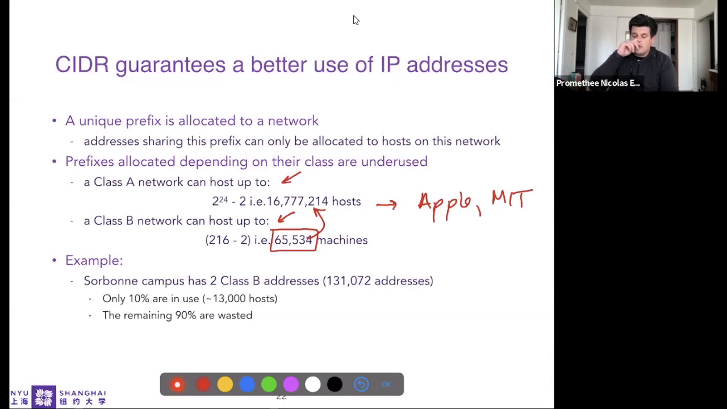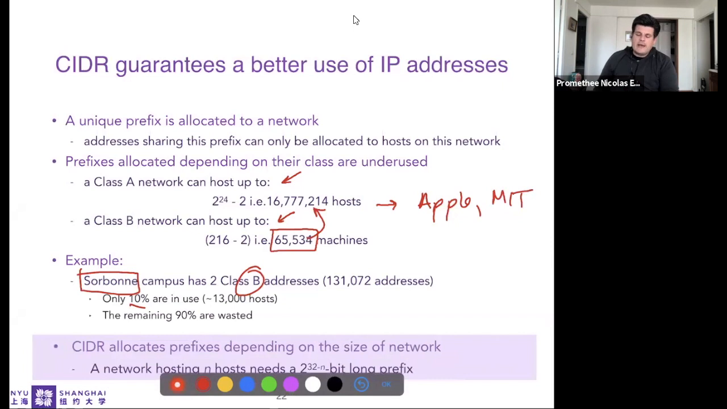Anyway, for instance, if you look at Sorbonne, we have two class Bs. Two class Bs means that I have a little over 100,000 addresses. We only use 10% of them, even though it's quite a large campus in Paris. And it's a waste, okay? So that's the reason anybody doesn't use a private IP address. Everybody has a public IP address because we need to use them.